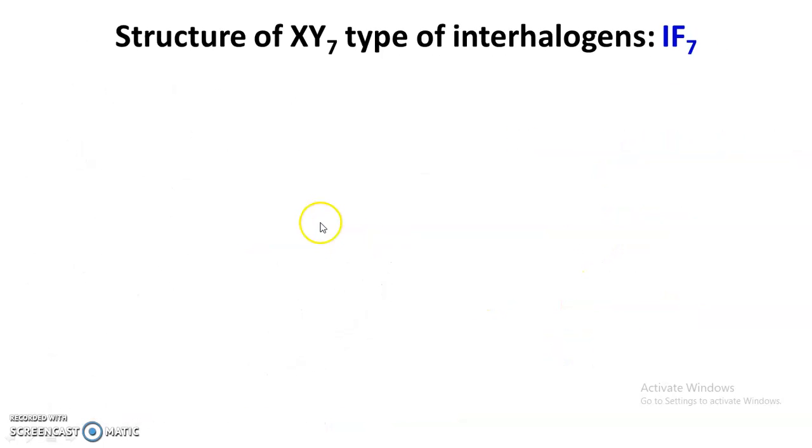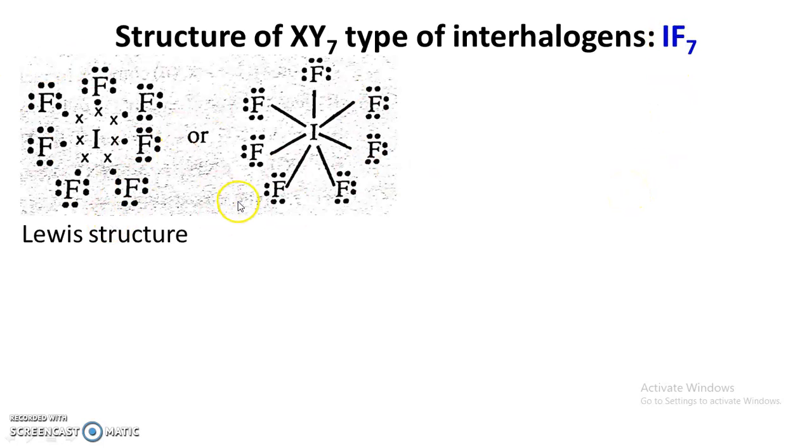And the last type of interhalogen compound is the XY7 type, and the example is iodine heptafluoride. This is the Lewis structure. Iodine is at the center and it is attached to 7 fluorine atoms. So there are 7 bonds between iodine and each of the fluorine atoms. From this Lewis structure, it is clear that the number of bond pairs is equal to 7. So 1, 2, 3, 4, 5, 6, 7. There are 7 bond pairs.